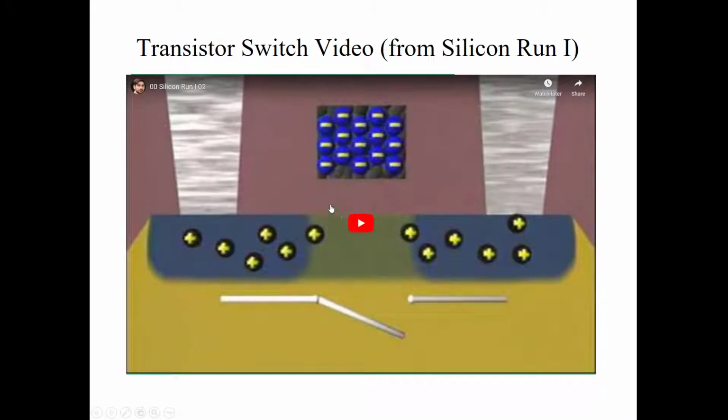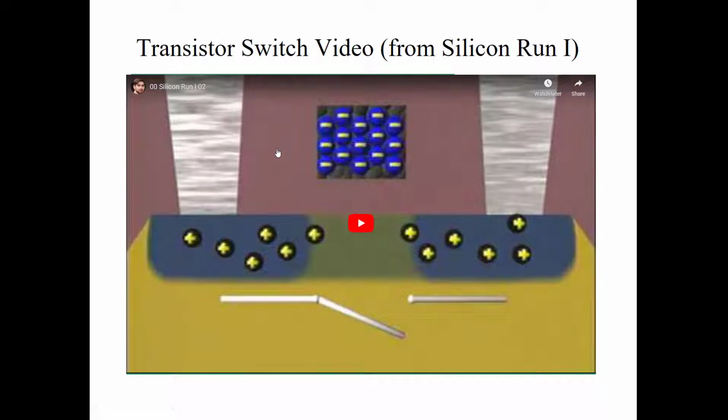So at this point, I would like you to watch this video after my presentation here. This video goes over the basics of a transistor switch. You don't have to watch the whole video. This is part of a larger video, called Silicon Run, actually I think it's more like a 40-minute video, about an hour.